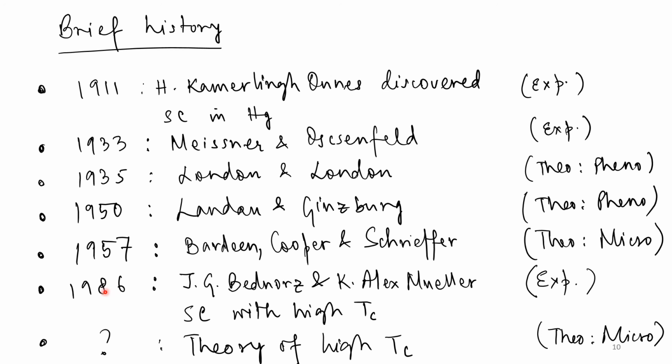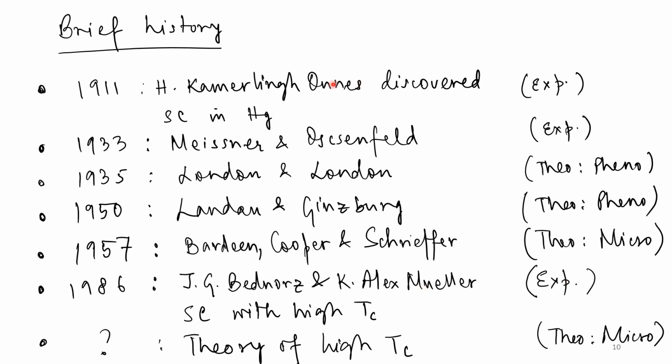So the next big deal was in 1986, where Bednorz and Mueller discovered a superconductor with a very high TC, or critical temperature. Remember, these were all less than 10 Kelvin, so 4.2, 5, 6, 1, all around that. For the first time, it was on the order of 10 to the power 2, or 100 Kelvin, discovered experimentally.